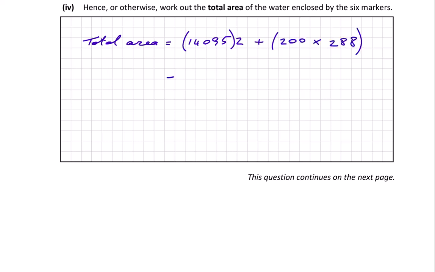So the total area, the area of the triangle was 14095, and we've got to double that because there are two of them. And then we're going to add the area of the rectangle in the middle. So that's just 200 multiplied by 288. And that's really it. When you do all of that, again, it's all just calculator work. So it's 85790, and that is in meters squared.